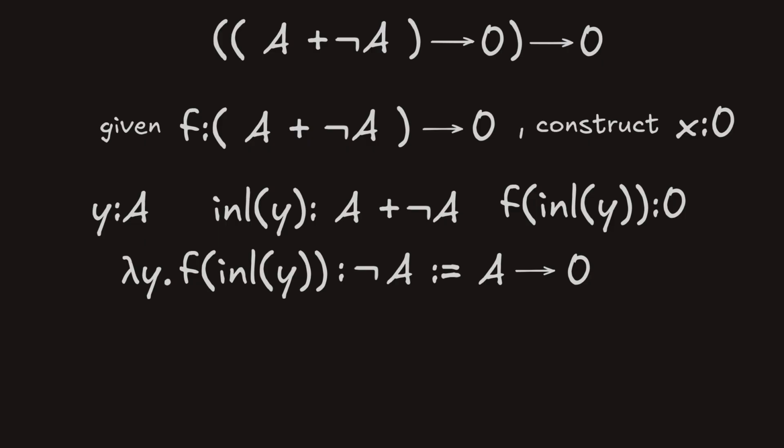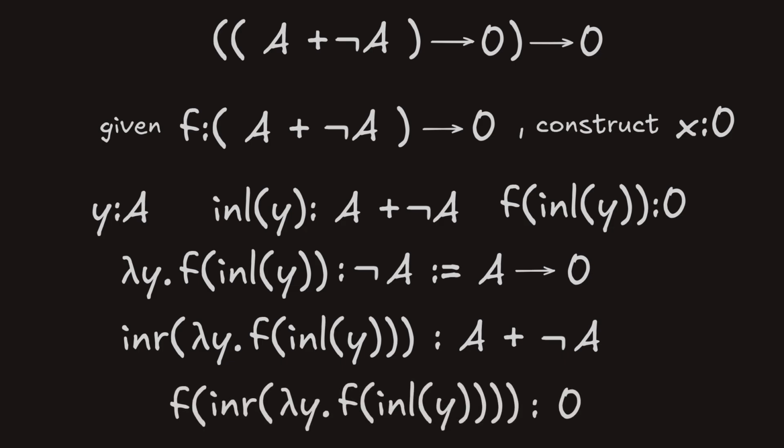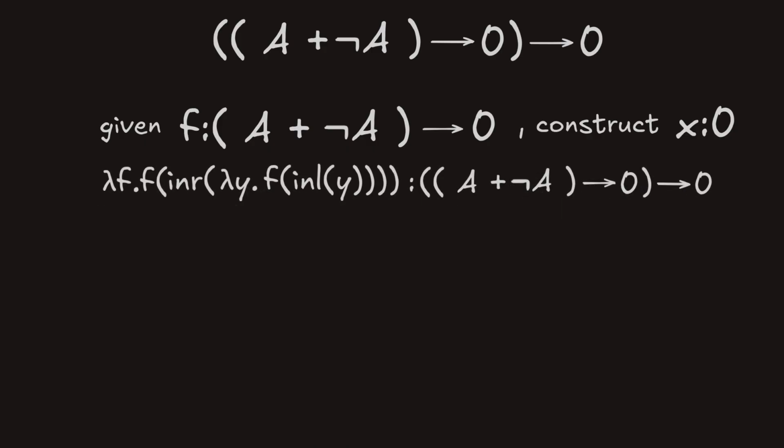Now that we have a term in not A, we can apply the right injection to it to get a term in A plus not A. Finally, we can apply f to this term in A plus not A to get a term in the empty type. Putting this all together, we can construct a function that takes in a function from A plus not A to the empty type and returns a term in the empty type.